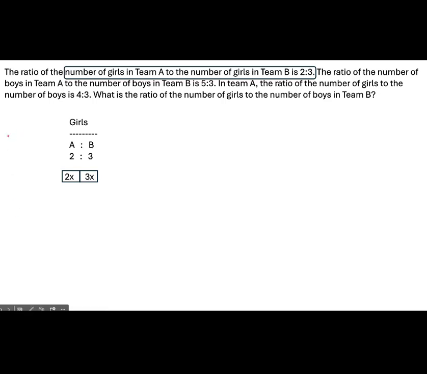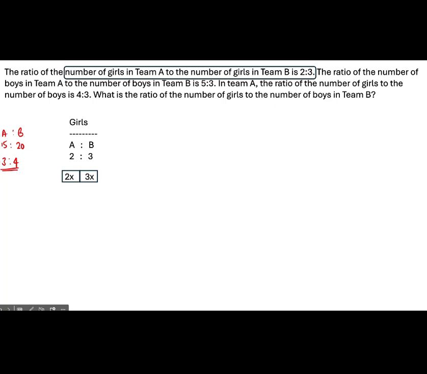The number of girls in team A, let's say, is 15, and the number of girls in team B is 20. How is the ratio generally written? It is not written as 15 is to 20. It is simplified, so both sides divide by 5, and it will be 3 is to 4. Now this is given as the ratio, but what is the actual number of girls in team A and team B?